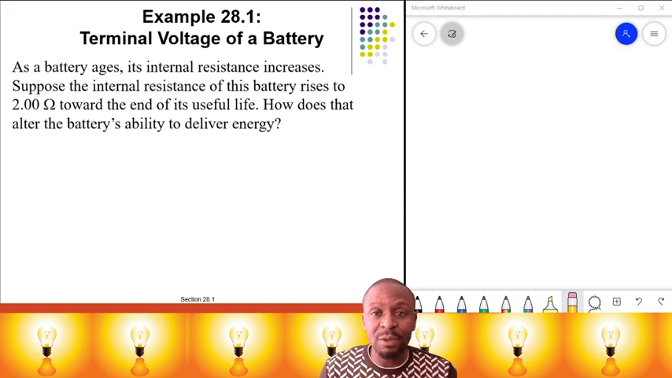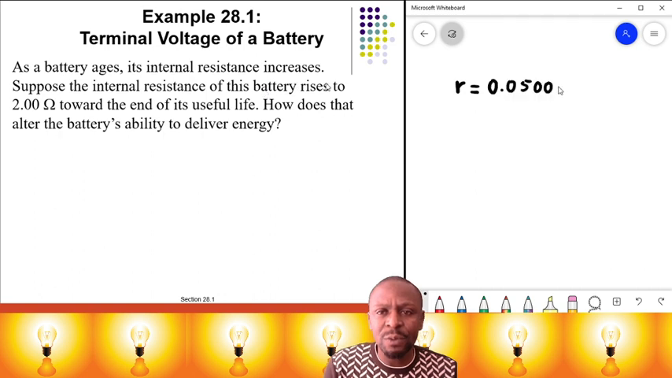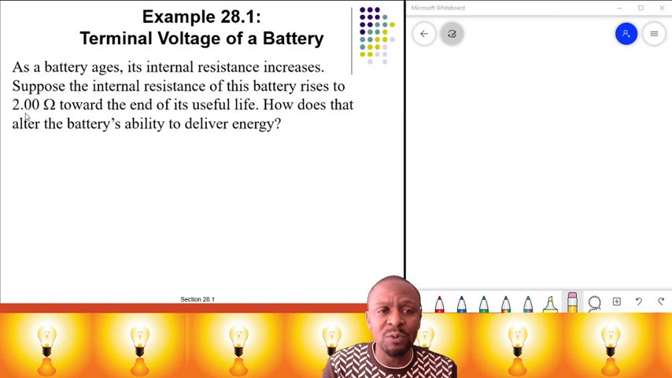Now, as the battery ages, its internal resistance increases. Suppose the internal resistance of this battery rises to 2.00 ohm. This is the case because you remember from the previous problem, the internal resistance of that battery was just given by 0.0500 ohm. Now, if this battery ages, therefore the internal resistance increases to that value of 2.00 ohm.